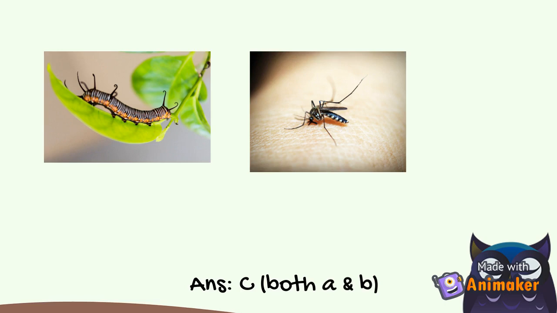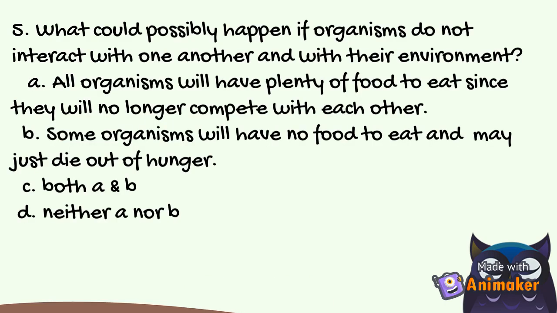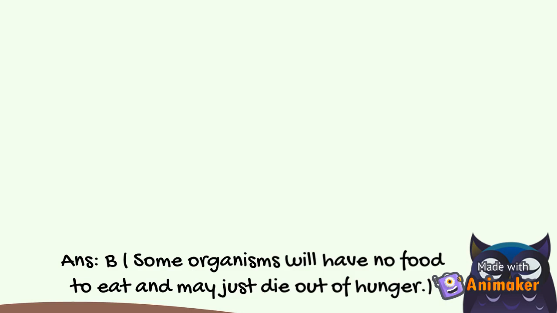That's right. Number 5. What could possibly happen if organisms do not interact with one another and with their environment? A. All organisms will have plenty of food to eat since they will no longer compete with each other. B. Some organisms will have no food to eat and may just die out of hunger. C. Both A and B. D. Neither A nor B. The correct answer is letter B. Some organisms will have no food to eat and may just die out of hunger.